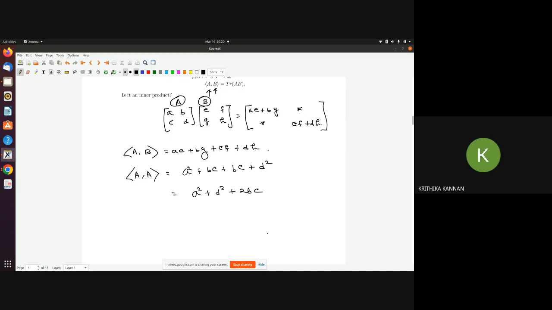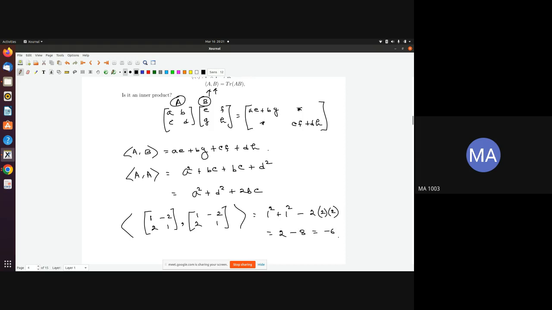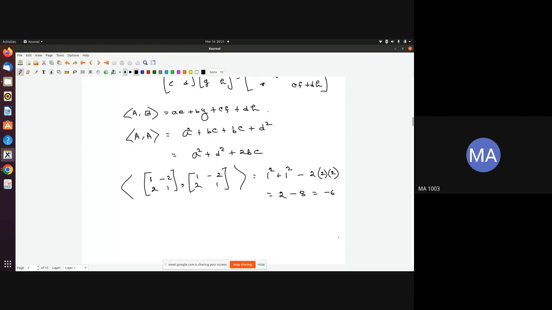Sir, 1, minus 2, 2, 1, if you take row wise, then your minus 2, and 1. Then your 2BC is going to be 2 into 4, minus 8. In this case, if I take these two matrices, the inner product will be 1 square plus 1 square minus 2 into 2 into 2, right? So 2 minus 8, that is minus 6. Okay. More easier example you could take.